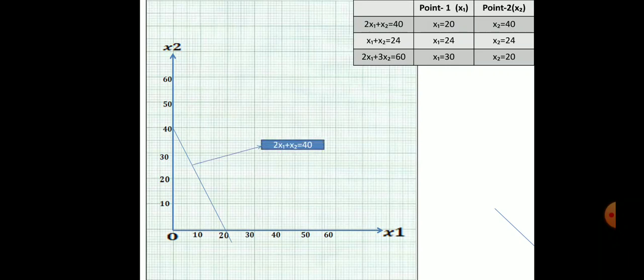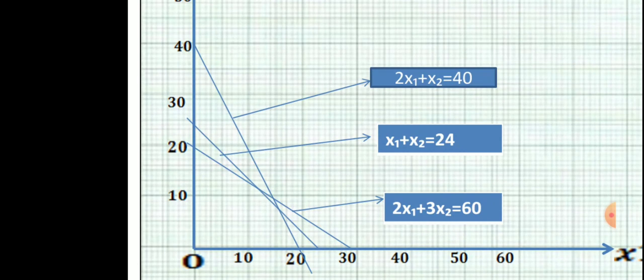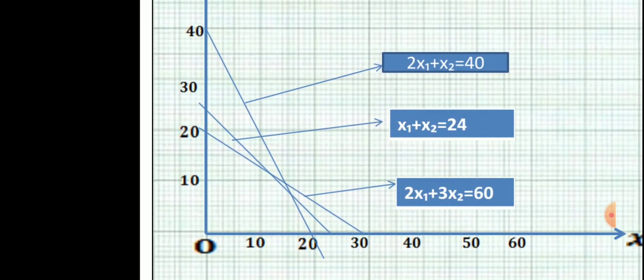The second equation has x1 as 24 and x2 also 24. So at the point 24 we have to draw one more line. Next, x1 is 30 and x2 is 20. So from 20 to 30 we have to draw one more line. So this is the basic setup; these are the lines we have drawn.